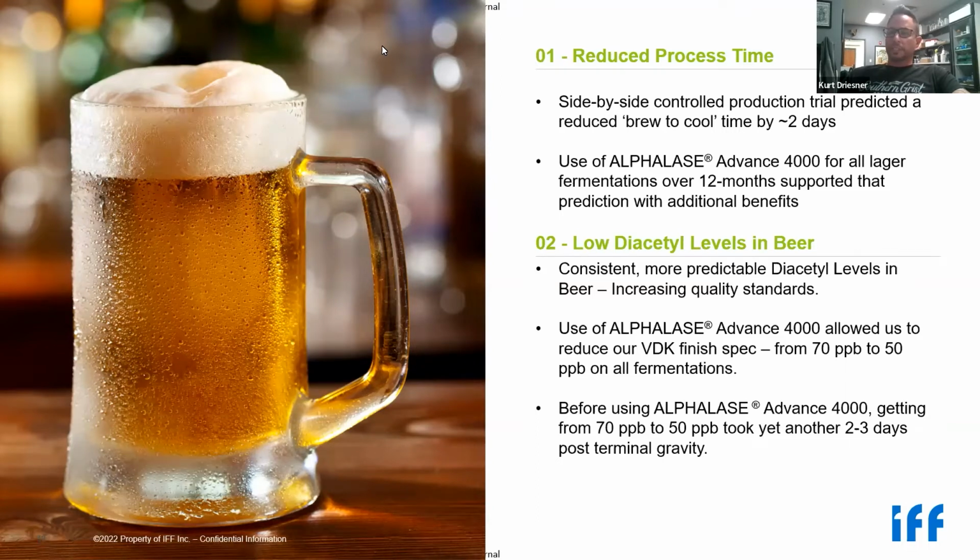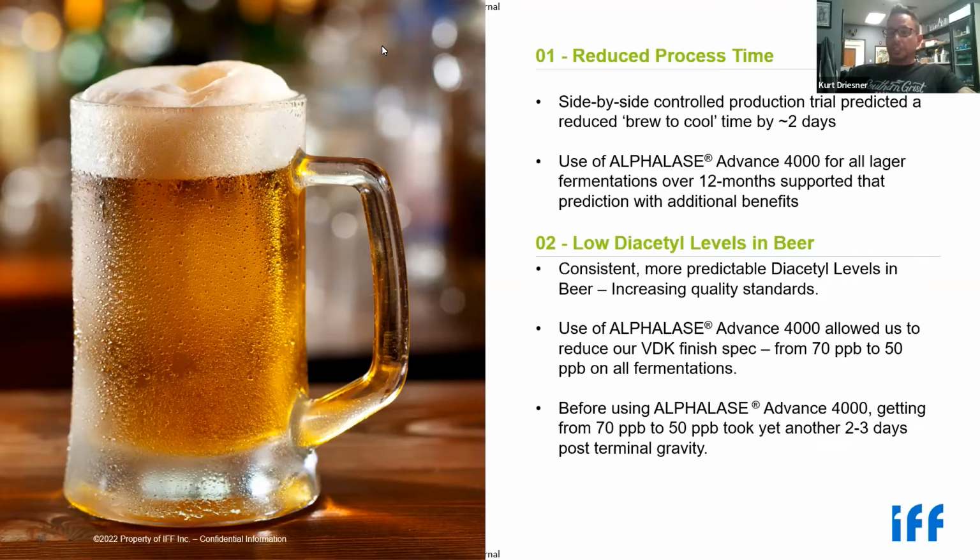And it was very clear. We saw absolutely no difference in the actual fermentation profile, except that one simply cleared diacetyl 2 days earlier than the other. So this very simple trial showed us proof of concept. And essentially, we've seen that same consistent performance from this enzyme ever since that initial trial.